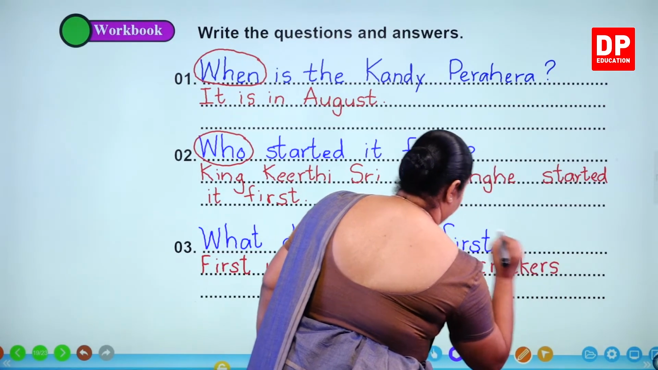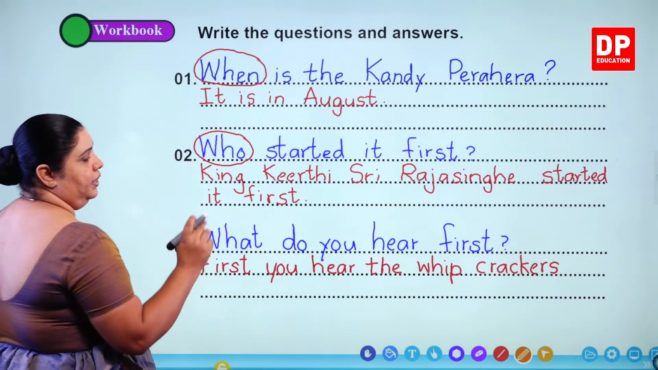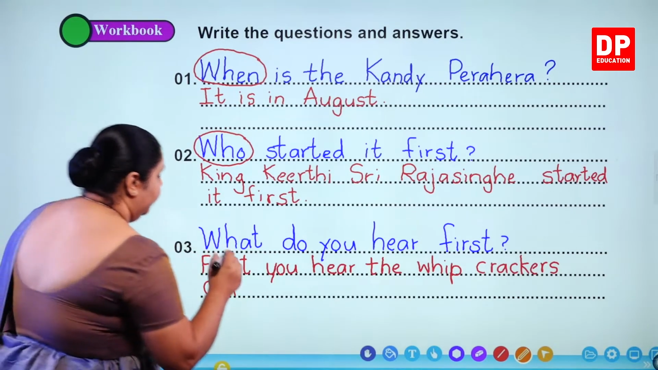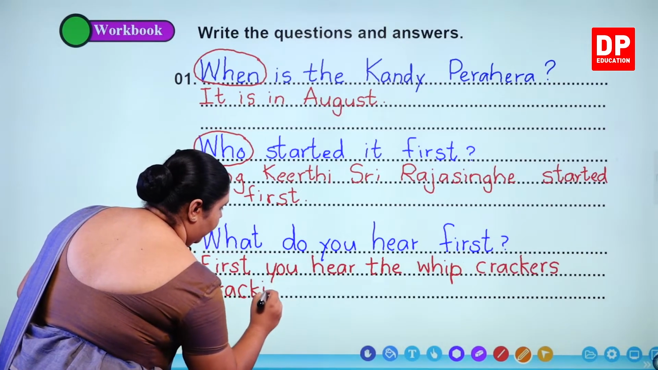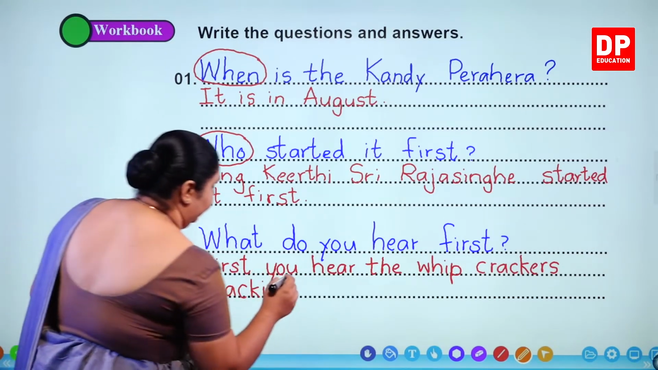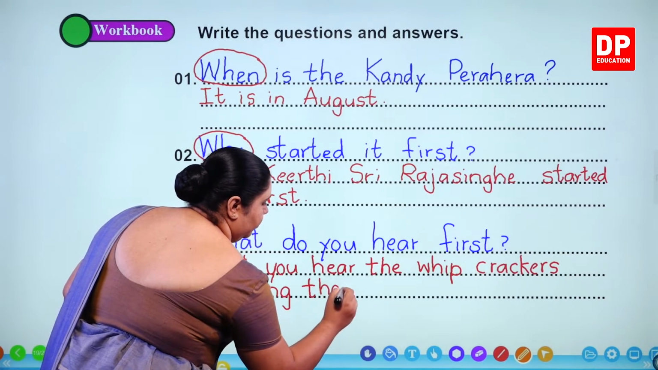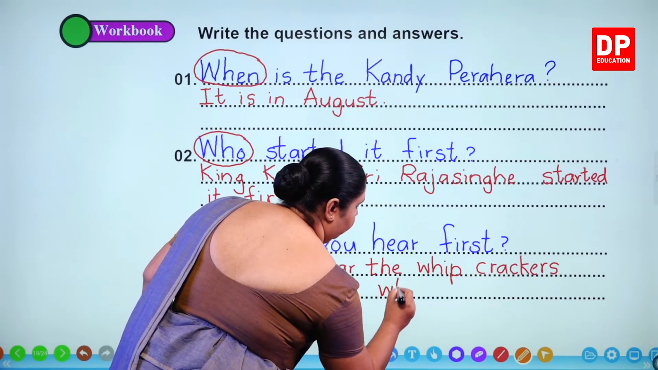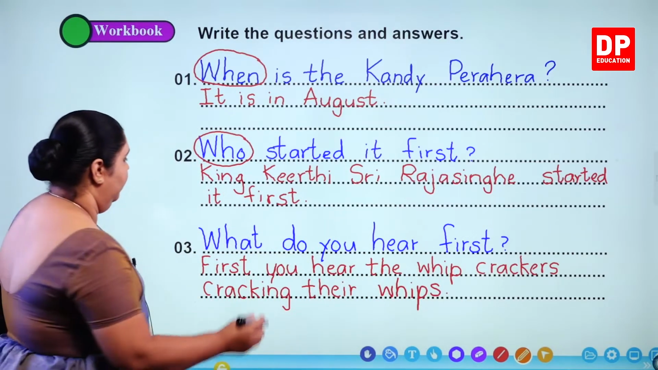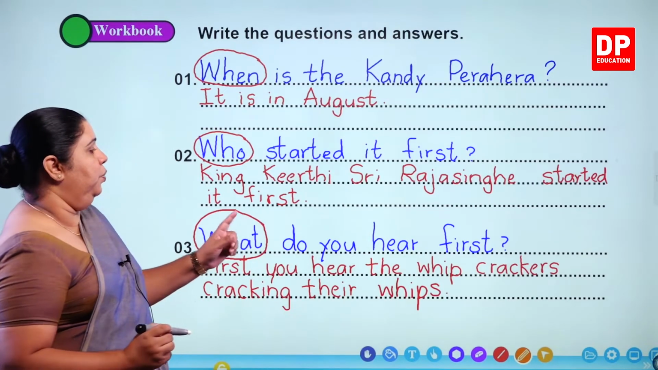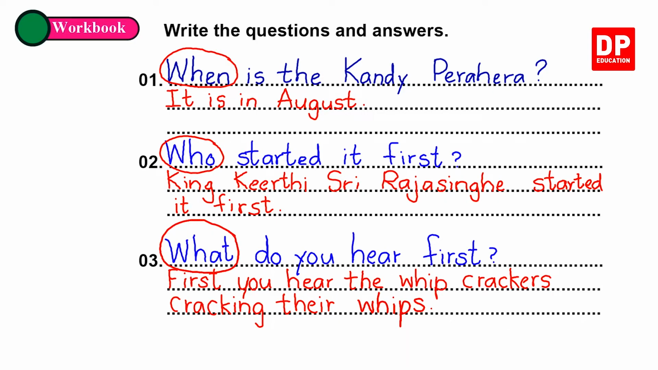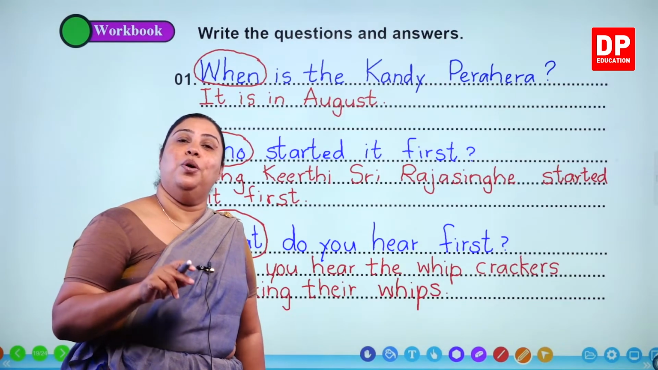The whip crackers. What do the whip crackers do? First you hear the whip crackers cracking their whips. Cracking means hitting with the whip. First you hear the whip crackers cracking their whips, and full stop. Now what is the question word here? What? What do you hear first? First you hear the whip crackers cracking their whips. That is the answer. Now we will move on to our next slide.